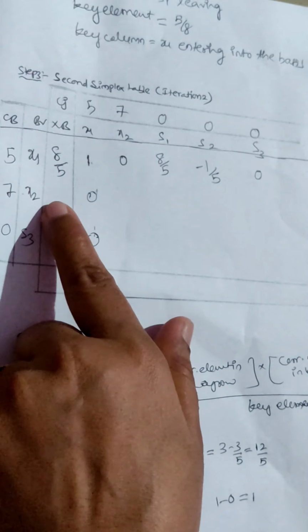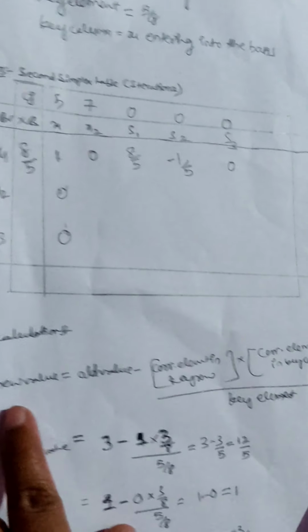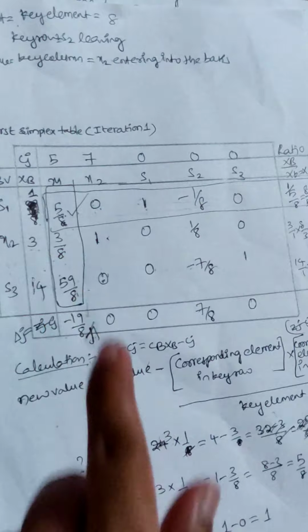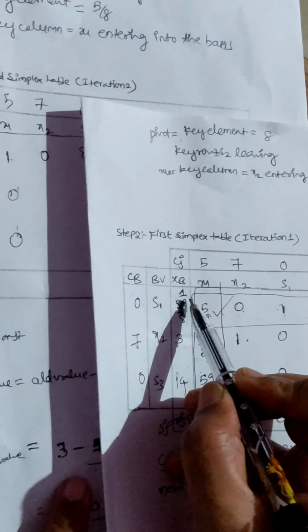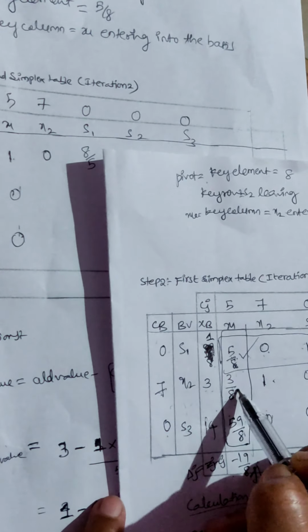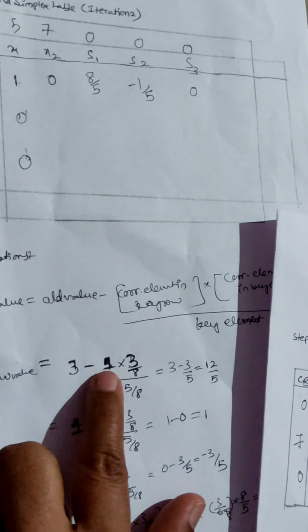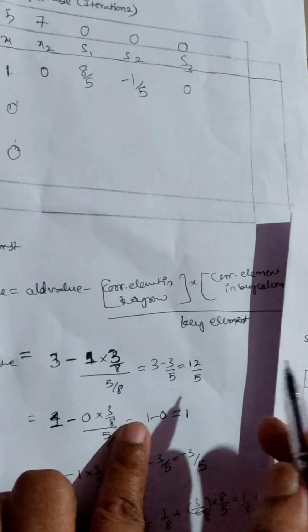Next, coming to this row, this old value is 3, replaced by the new value by using the formula: new value equal to old value minus corresponding element in key row into corresponding element in key column by key element. That is, 3 is the old value, 3 minus the corresponding element in key row is 1, 3 minus 1 into the corresponding element in key column, 3 by 8, by key element, that is 3 minus 1 into 3 by 8 by 5 by 8. That is 3 minus 3 by 5, which is 12 by 5.